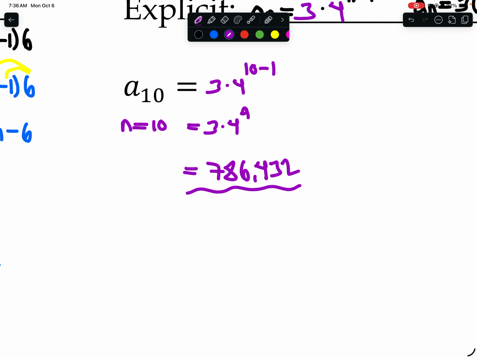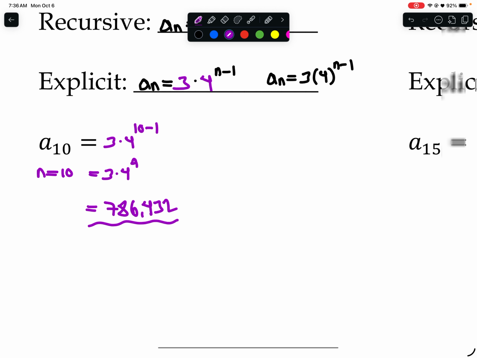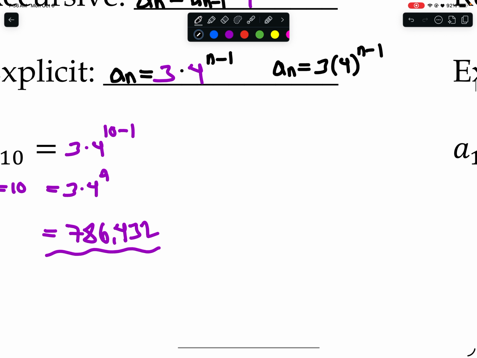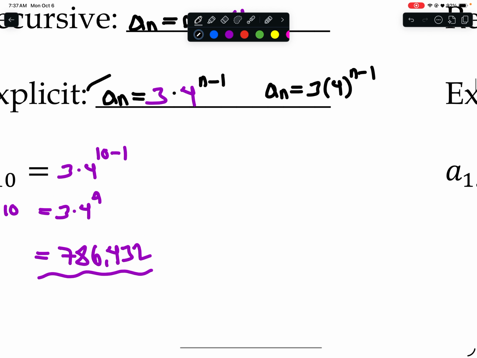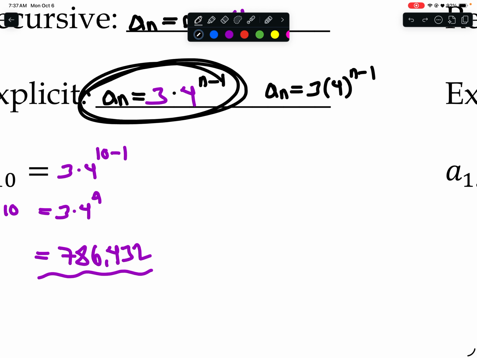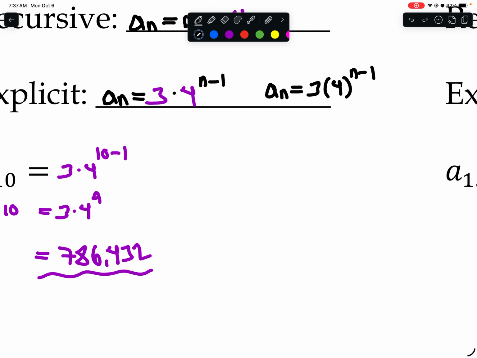So that would be your 10th term. So now I'm going to go ahead and convert my explicit form of this sequence to exponential form. So just like how we can convert arithmetic explicit form to slope-intercept form, I'm going to convert my explicit geometric sequence form into an exponential form.